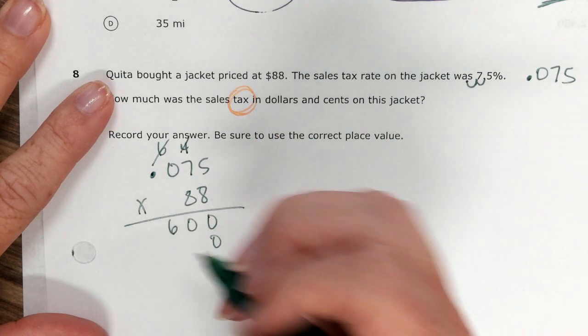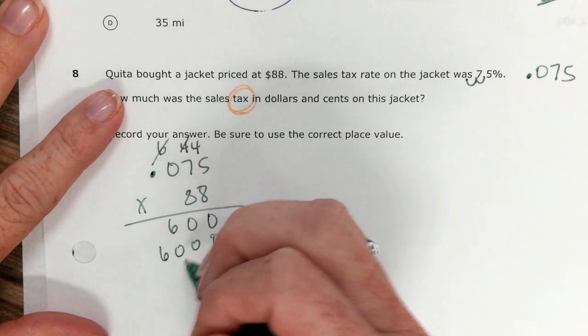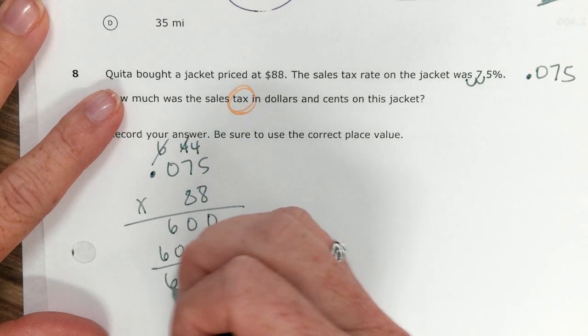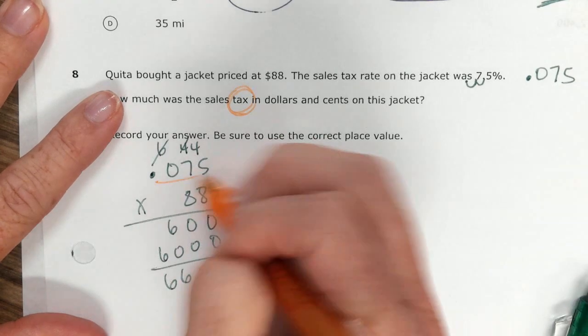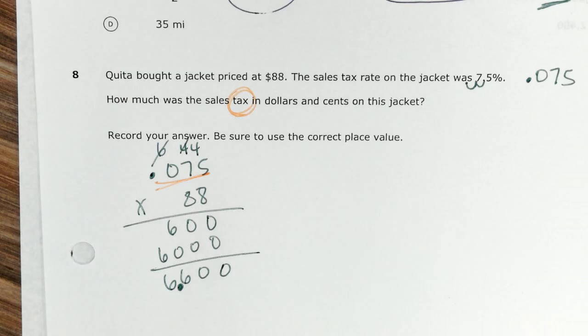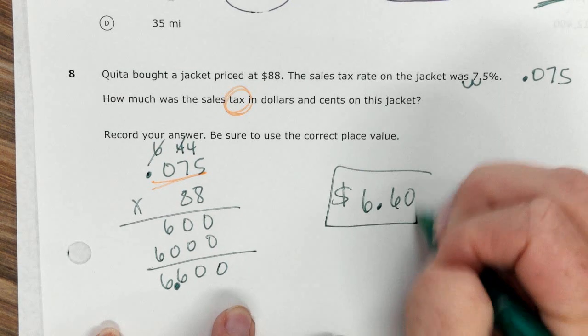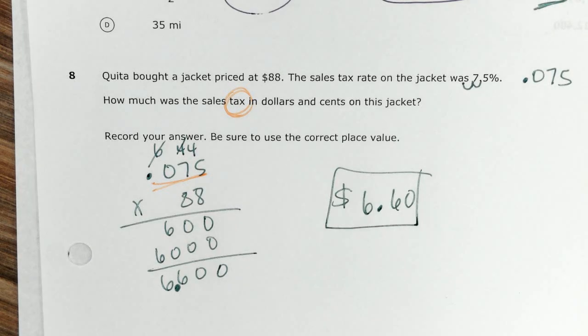8 times 5 is 40. 8 times 7 is 56 plus 4 is 60. How many decimal places? 3. How much money is that? $6.60 was the tax. Now, what if they had asked me for the total? I would add it back into the $88. Yes? All right, next page.